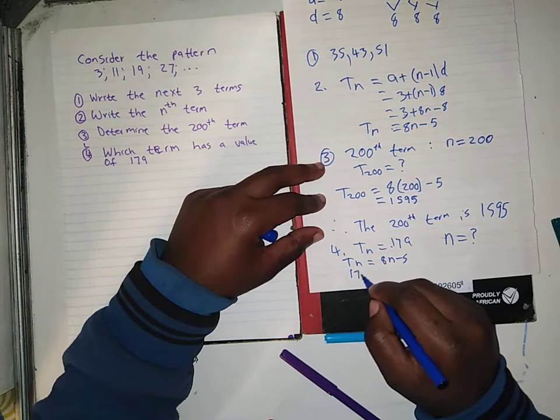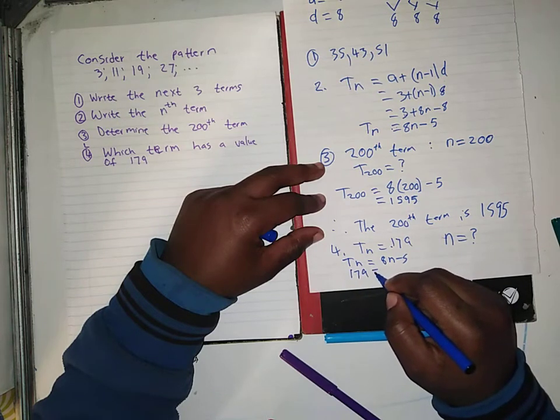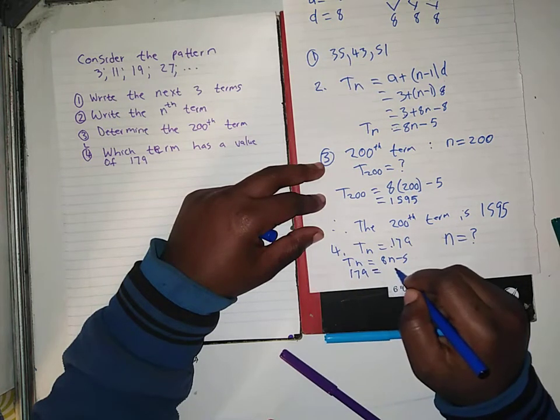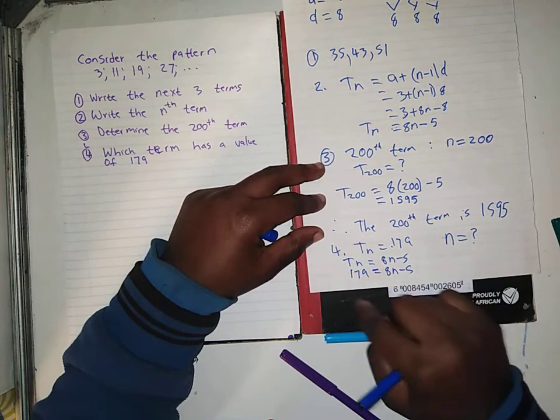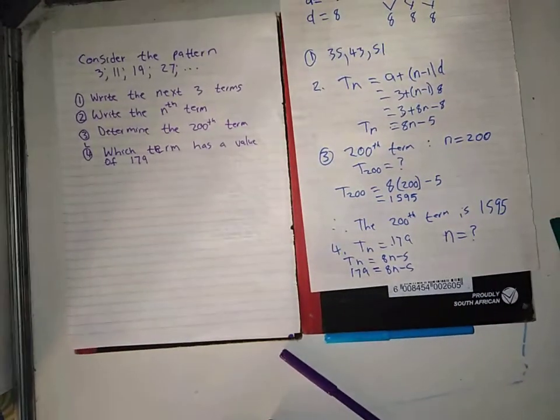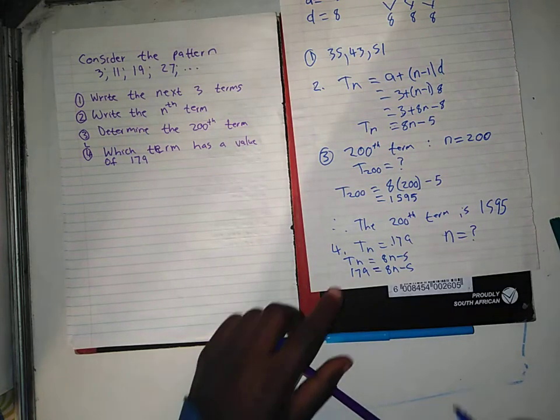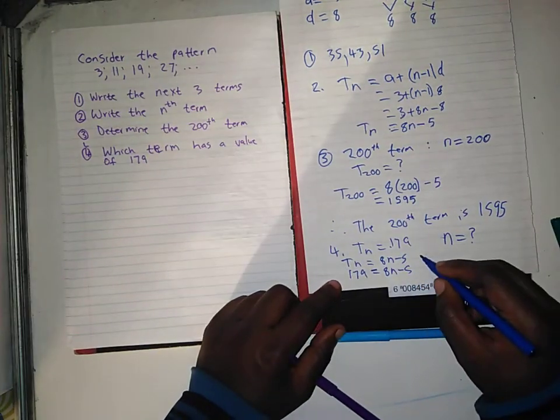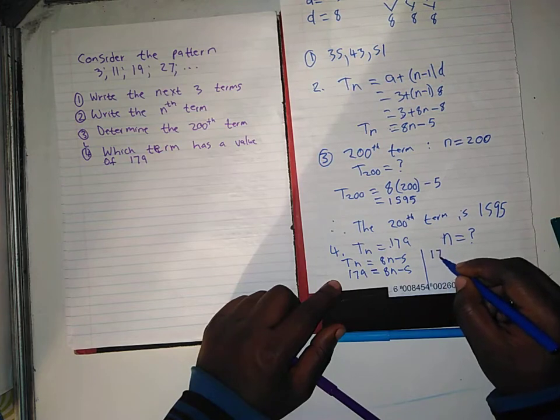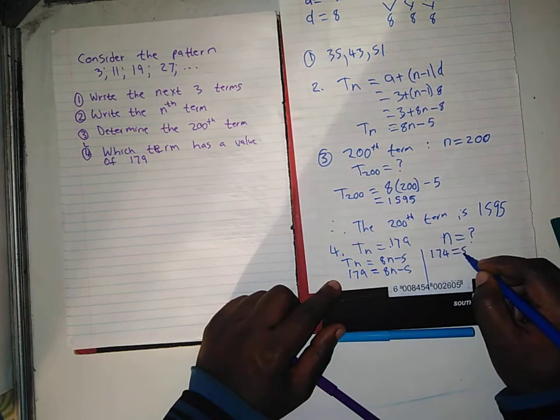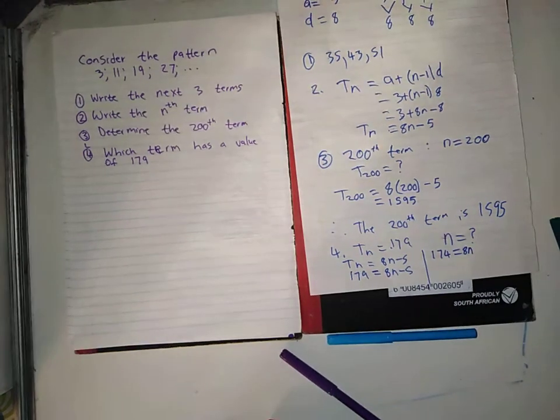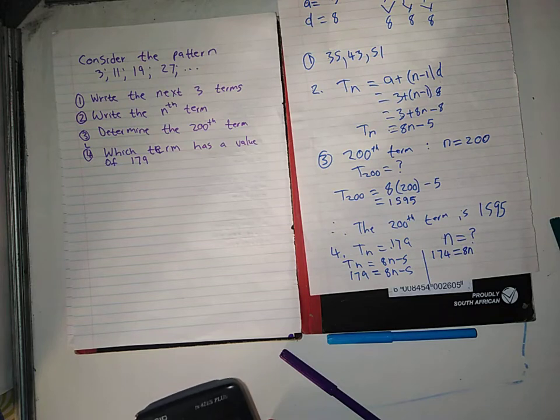179, which is equal to 8n minus 5. So you take this 5 to this side. So 179 minus 5, it's 170. It's 174, right? So you've got 174, which is equal to 8n. So we divide by 8 on both sides. So 174 divided by 8.